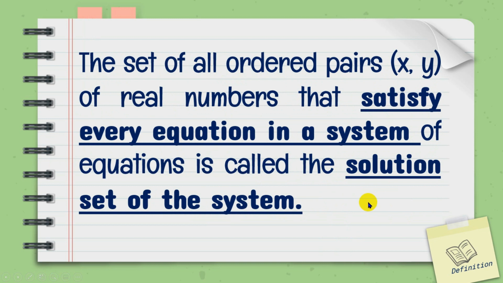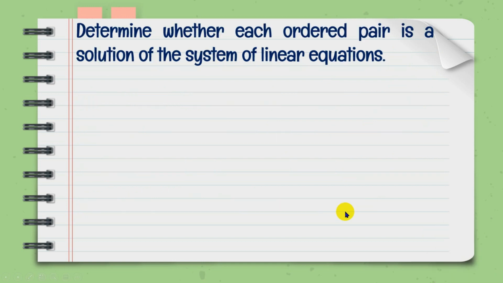So kung natatandaan nyo po on our previous lesson, meron tayong determining whether the given ordered pair is the solution or not for the given linear equation. Ngayon, hindi na lang siya sa iisang linear equation kailangan mag-true or mag-satisfy. So both of the equations within that system kailangan maging true yung ordered pair na given natin. So let's have an example.